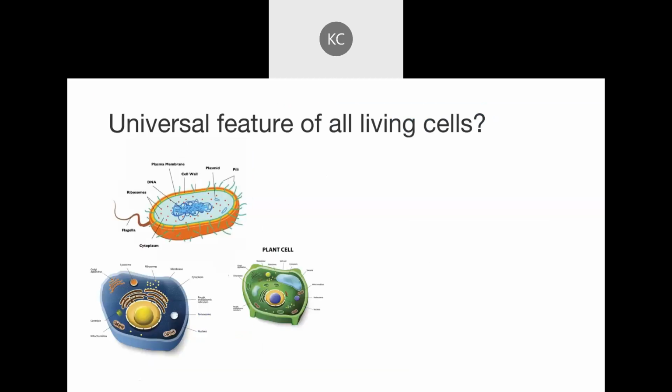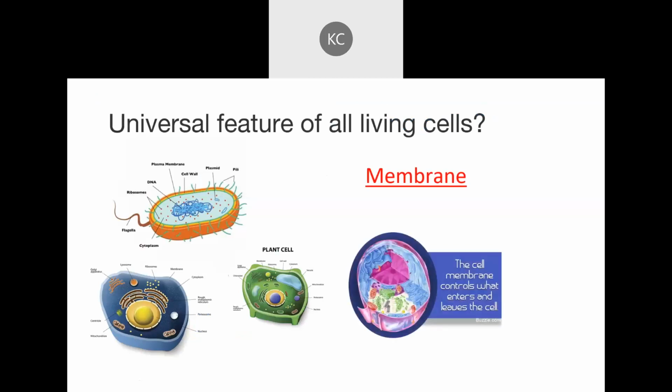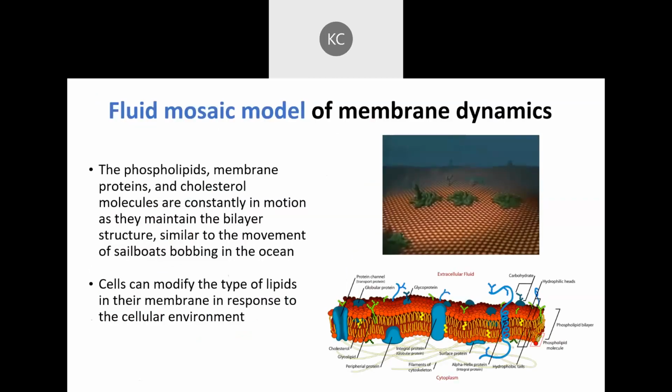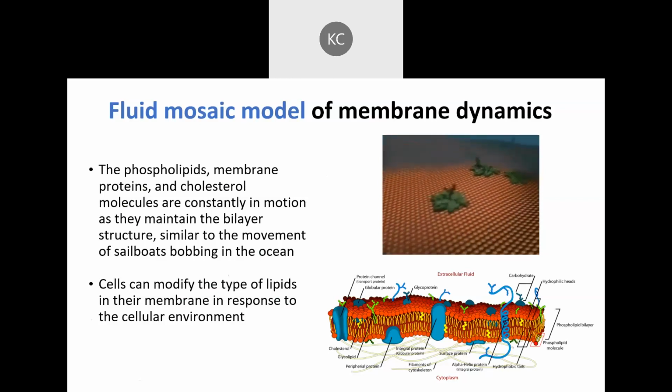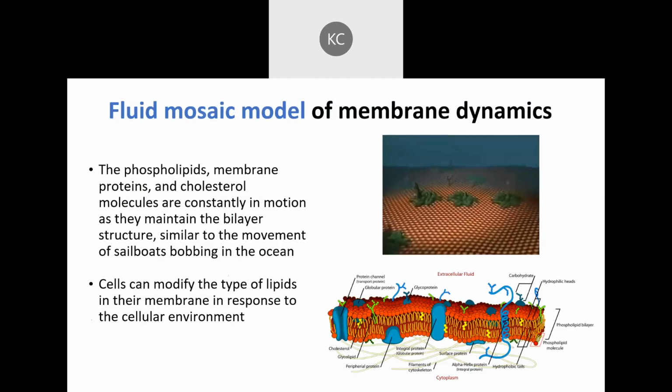So when looking here, what's a feature of all of these cells? All of these cells have a membrane in common. And this is one of the features of cells that we talked about in part one. They're all going to have a membrane. So this membrane, specifically in our cells, is going to be what's called a fluid mosaic membrane. And this is referred to as the fluid mosaic model of the plasma membrane.